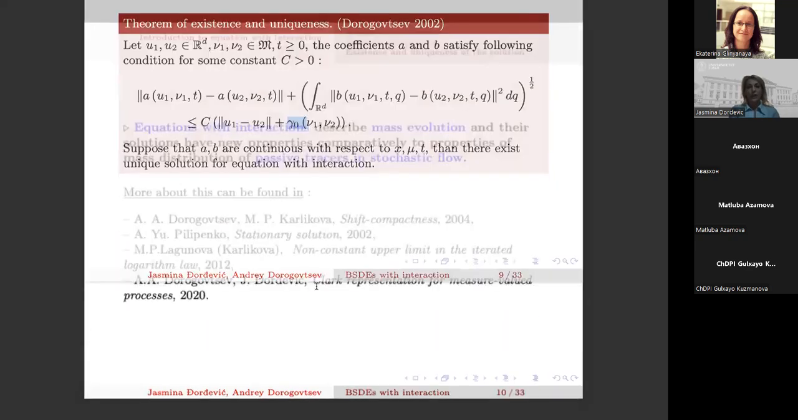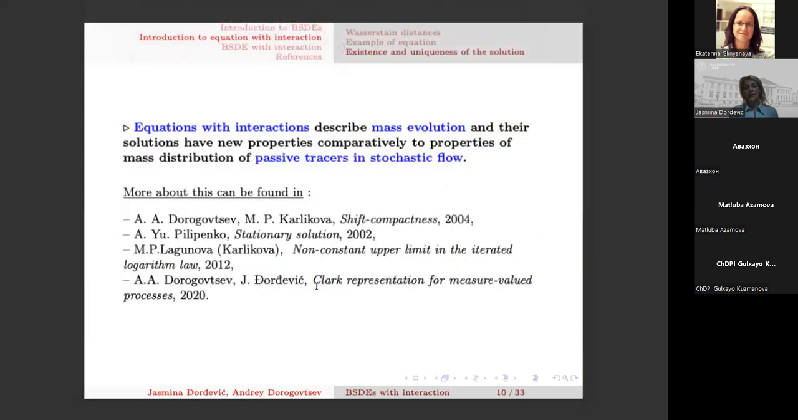But before I present this, I would like to say that in general, these kinds of equations with interaction describe mass evolution, and they have additional properties compared to equations which were analyzed until now in stochastic flow theory. More about this topic in general can be found in the references listed here for interested listeners.